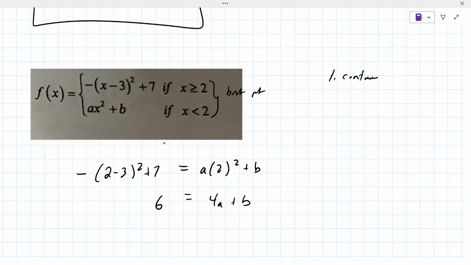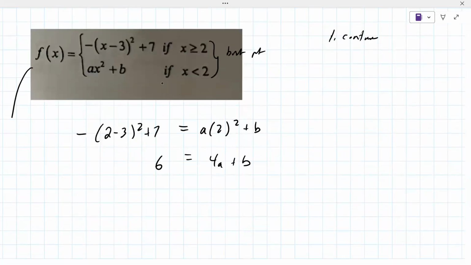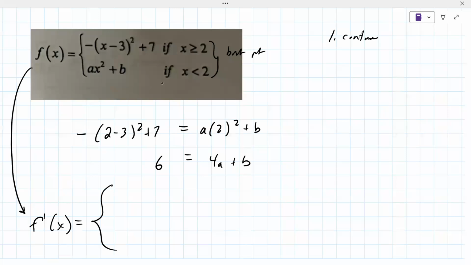On the left ends up being 6. You can see you got 2 unknowns in one equation, so you need to do something more. So you have to take a derivative. So can you take the derivative of the top and the bottom, please? Negative 2x minus 3 for the top one. And then for the bottom, 2ax.